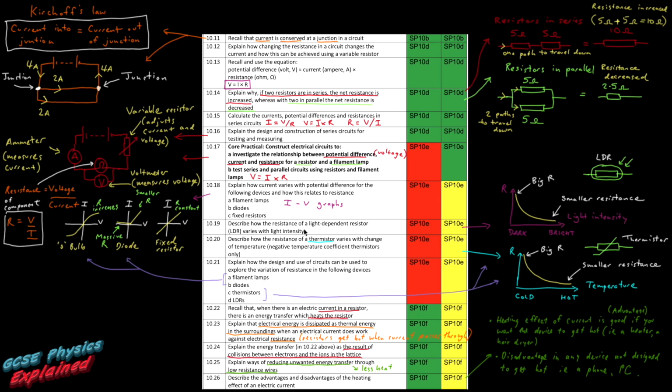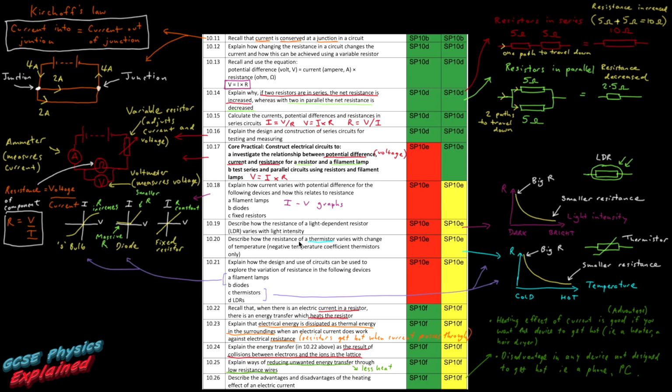10.19. Describe how the resistance of a light-dependent resistor, LDR, varies with light intensity. So if we plot light intensity along the bottom, going from dark to bright, and resistance up the side, when it's dark, the resistance is big, and as it gets brighter and brighter, the resistance decreases. Make sure you also note that the resistance decreases in a non-linear way. That's what you tell the examiner for your second mark. And that's the symbol for the LDR.